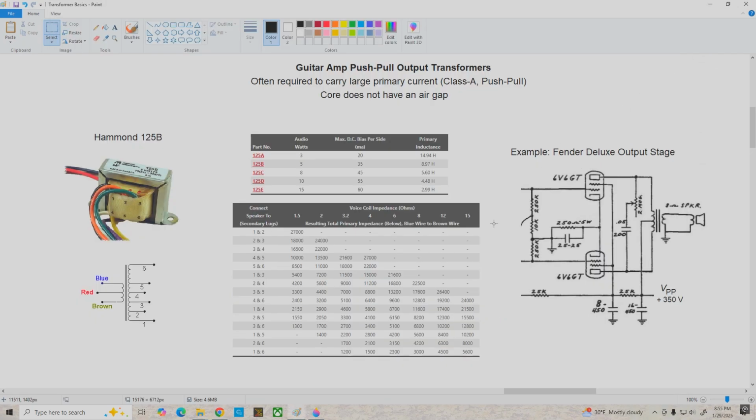So that's it for today's video. This wasn't meant to be a complete treatise on transformers. That's way beyond anything we're going to do, but hopefully it gives you just an idea of what we're going to be dealing with, and we'll delve into this in much more detail when we actually design and analyze amplifiers.